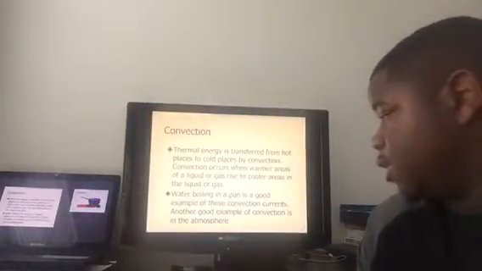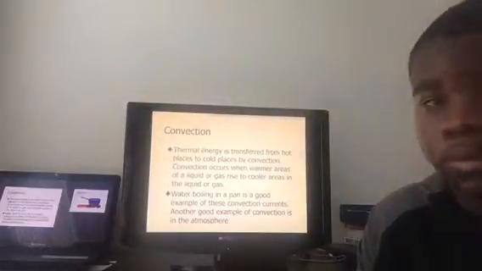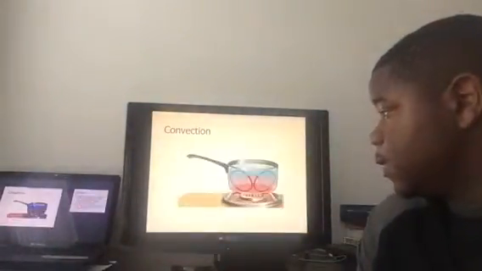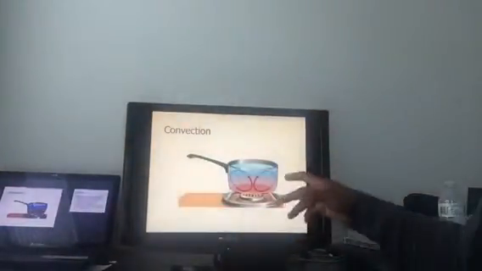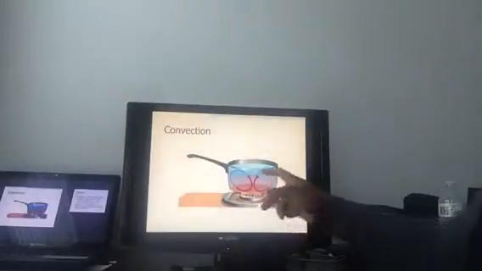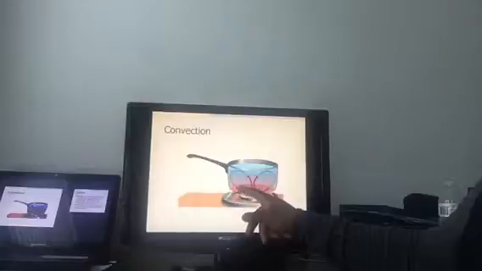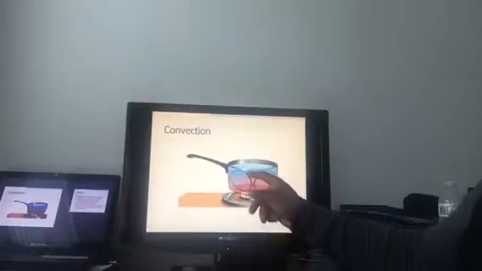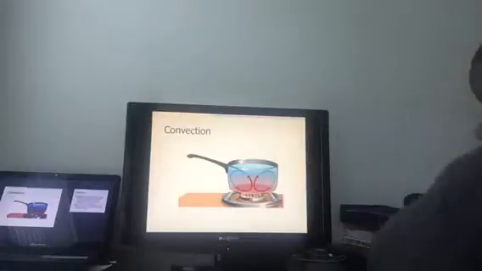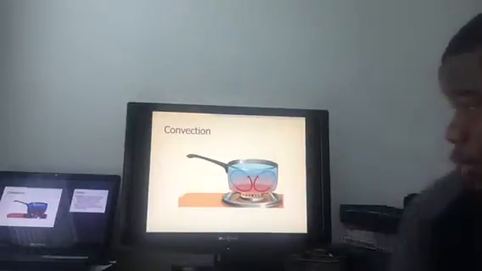Water boiling in the pan is a good example of these convection currents. Another good example of convection is the atmosphere. As you can see in this diagram right here, the reason why water boils is because it's rapidly going in circles. The hot water or the hot gases keep going to the surface, and it's like a cycle, and that's what makes water boil.